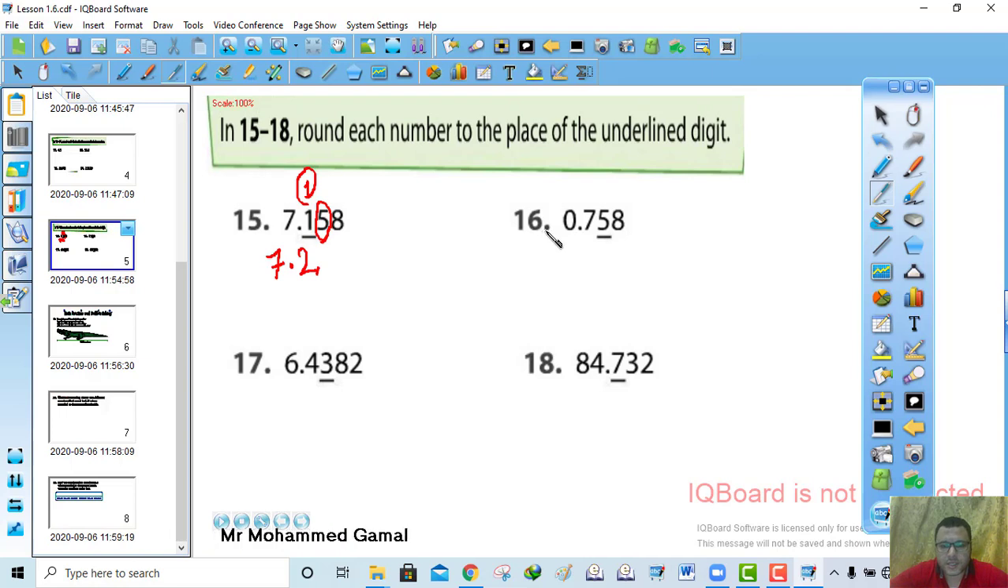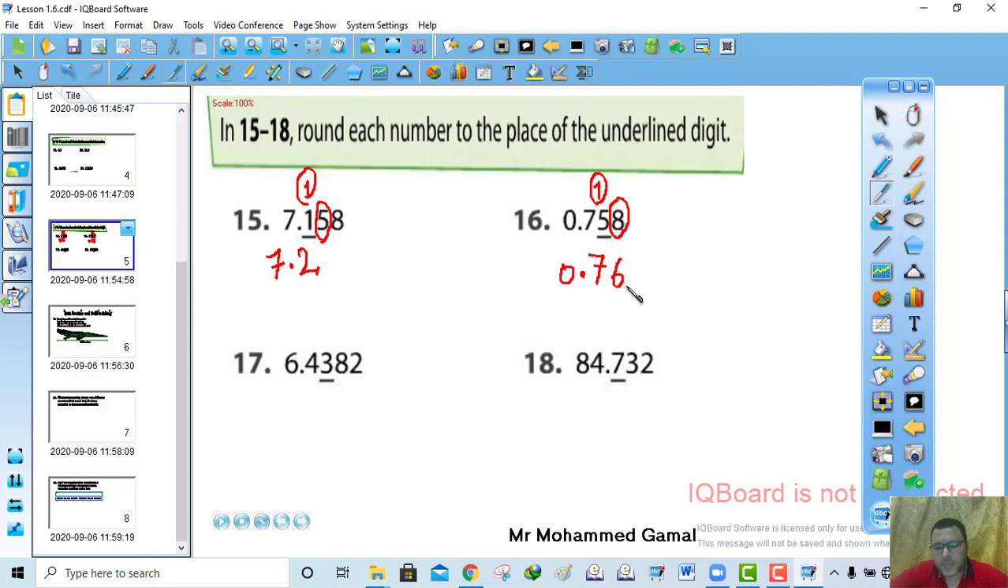Question number 16. Here we have 758 thousandths. He underlined for us the hundredths place, so it should be 0.75 or 0.76. Since 8 is a strong number, I should add 1 to the 5, so it's going to be 0 decimal point 76. It's 76 hundredths. It's rounded to the hundredths place, as you see.